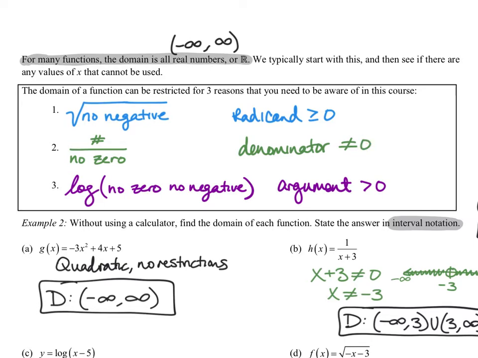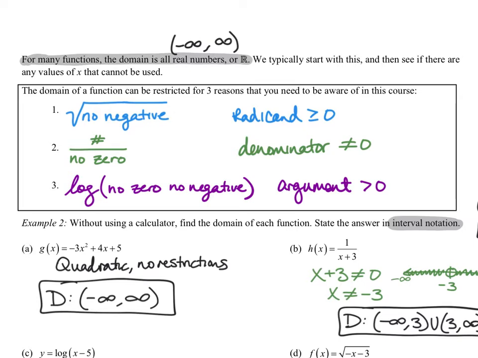And then last but not least, the logarithmic function, the argument, which is the stuff inside the parentheses, cannot be 0 and cannot be negative. So what we'll do is we'll take that argument and we'll set it greater than 0, and then solve to see where the holes in the graph are, or where the graph actually appears on a number line on an x-axis.